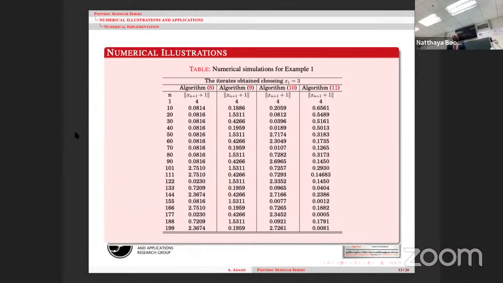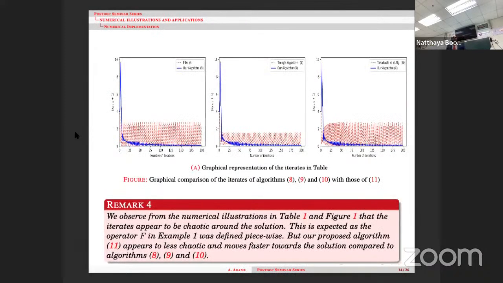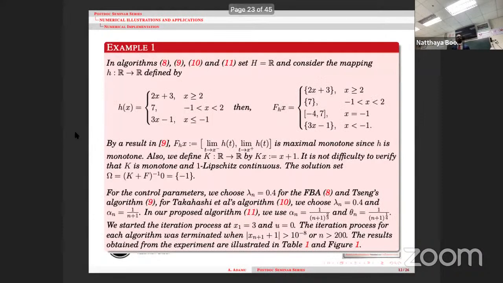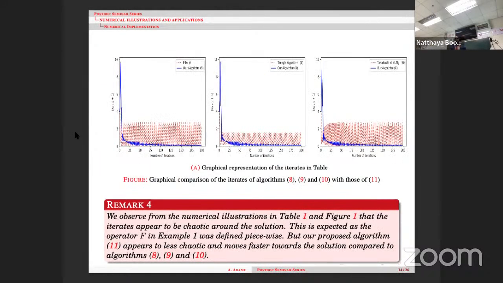Observe that in this table, all the algorithms failed to converge before the maximum number of iterations was exhausted. However, you can see that the approximation using our algorithm is much closer to the solution compared to other algorithms. We can see this more clearly graphically. Our algorithm is the one in blue, while the forward-backward algorithm, Tseng's algorithm, and Takahashi's algorithm are the ones in red. You can see that the iterates appear chaotic around the solution, going up and down around it. This is due to the nature of the function F, which is set-valued. The solution exists on an interval, which is why we have this chaotic behavior of the iterates around the solution.